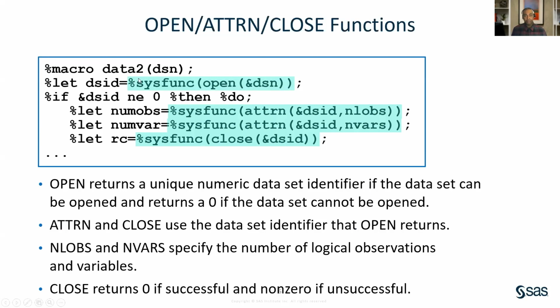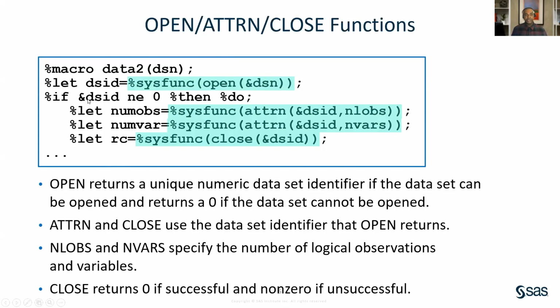In the second macro program, again with a data set parameter, I'm pointing out the use of the open function: OPEN, ATTRN, and CLOSE. You have to open up the data set before you can invoke the ATTRN, the attribute numeric function. So we are using %sysfunc to do an open. And what happens, there will be an identifier number associated with that open data set, and it will be assigned to whatever variable name we put here, like the data set ID, DSID.